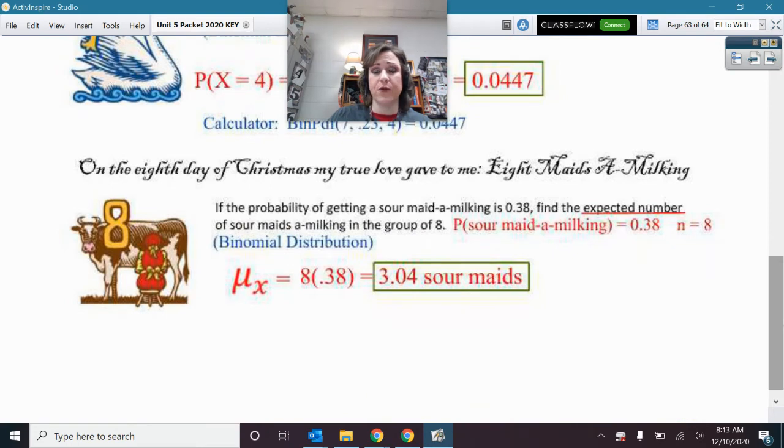All right, the 8th day of Christmas, we got sour maids of milking. We've got 8 maids of milking, but what proportion are we expecting to be sour?